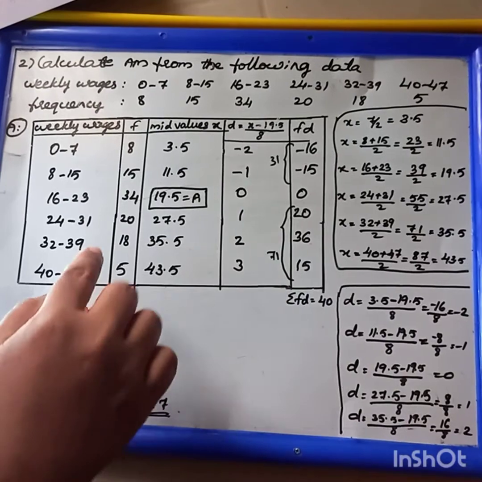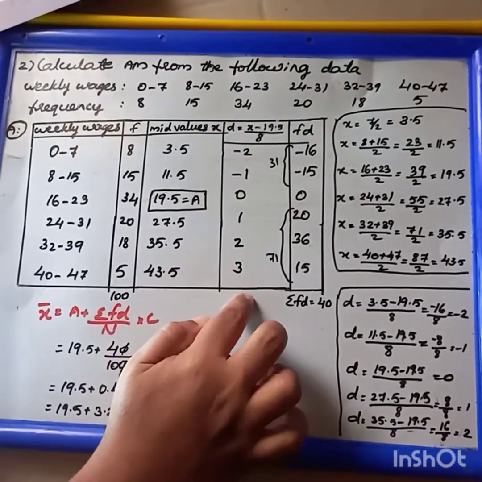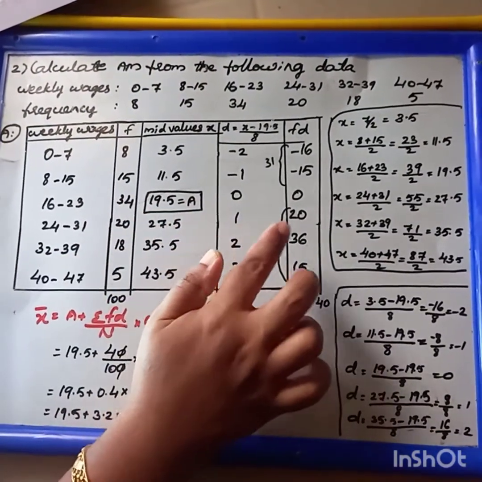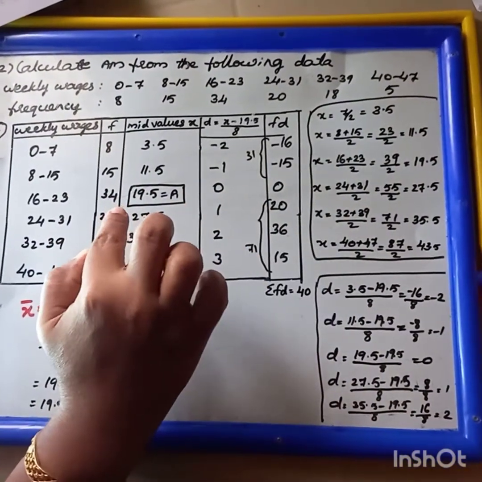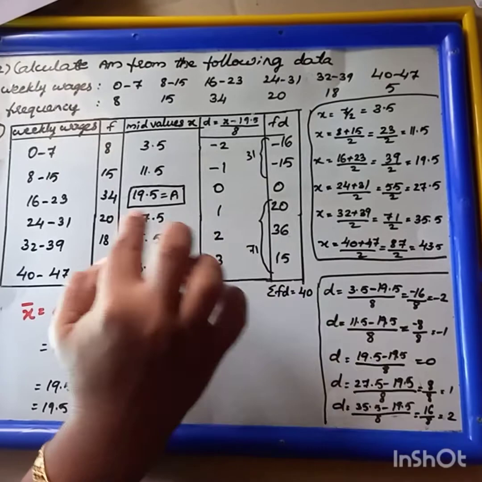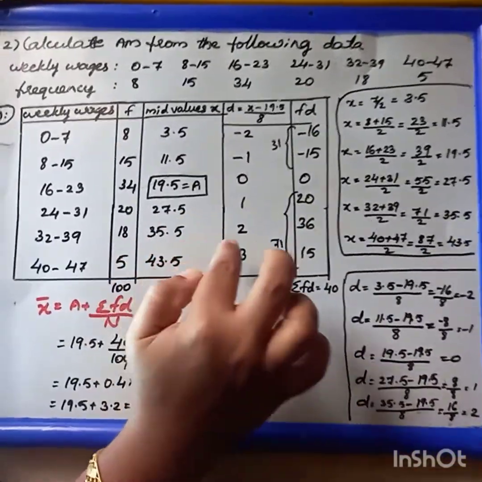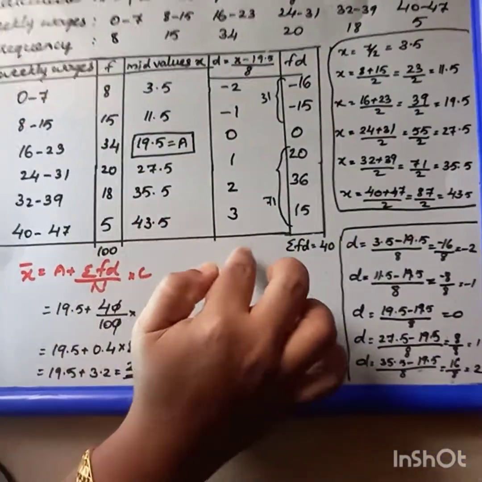Then fd, f into d is equal to 8 into minus 2, which is equal to minus 16. 15 into minus 1 is equal to minus 15. 34 into 0 is equal to 0. 20 into 1 is equal to 20. 18 into 2 is equal to 36. 5 into 3 is equal to 15.